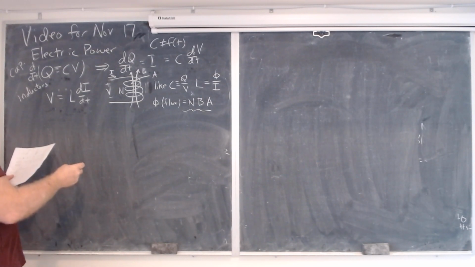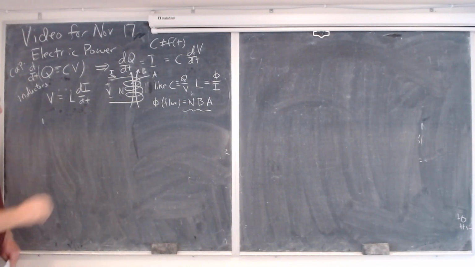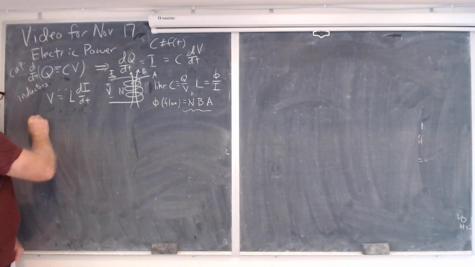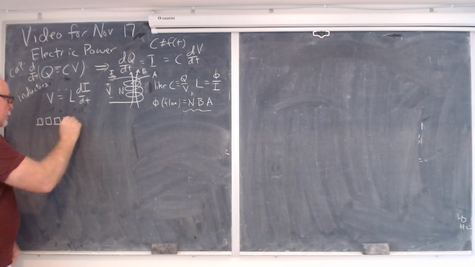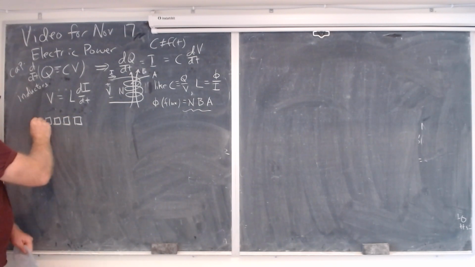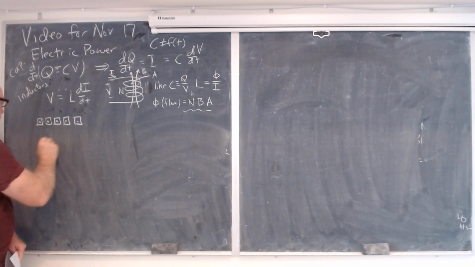And so what we're going to do is use Ampere's law. Now what I'm going to do here, and this is in the textbook, or in the notes, is draw this coil on end. So let me draw it here. I'll draw 5 turns.